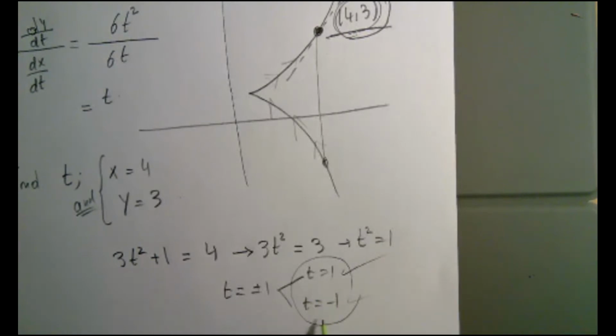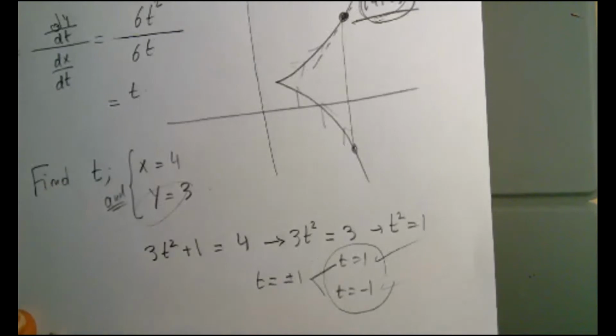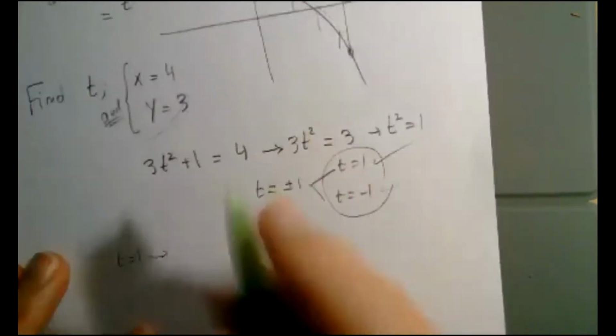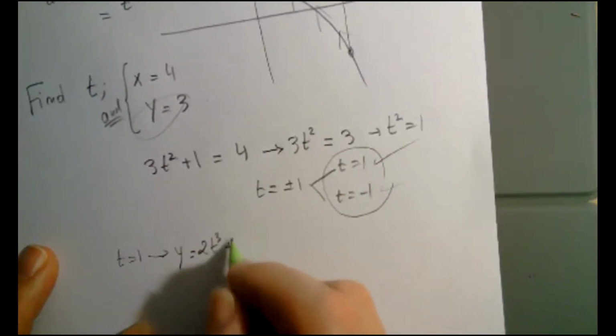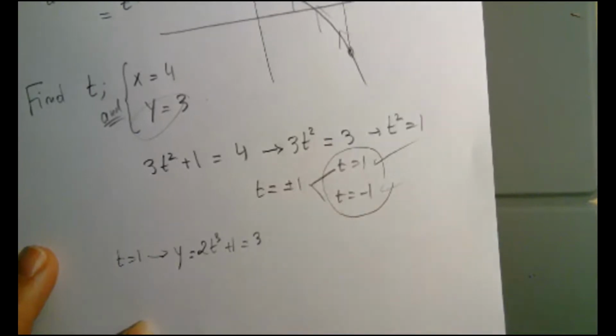So I'm going to take each one of them and plug them in the value of y and ask myself which one will give me y equal to 3, which is obvious in this case, and which one will not give me y equal to 3. So if I take t equal to 1 and plug it back into the expression of y, I will get y is 2 to the power 3 plus 1. This is equal to 3.